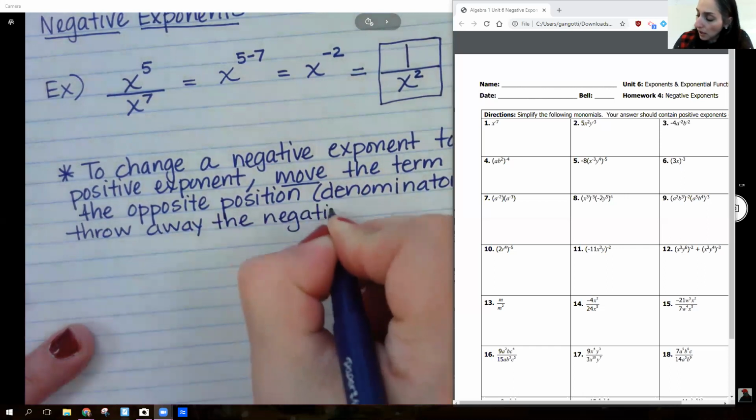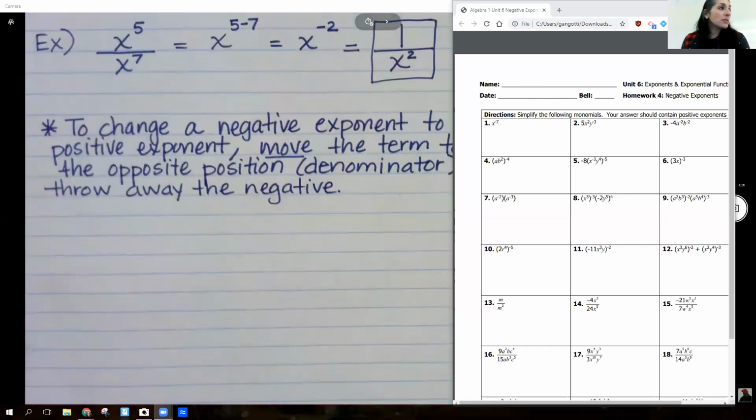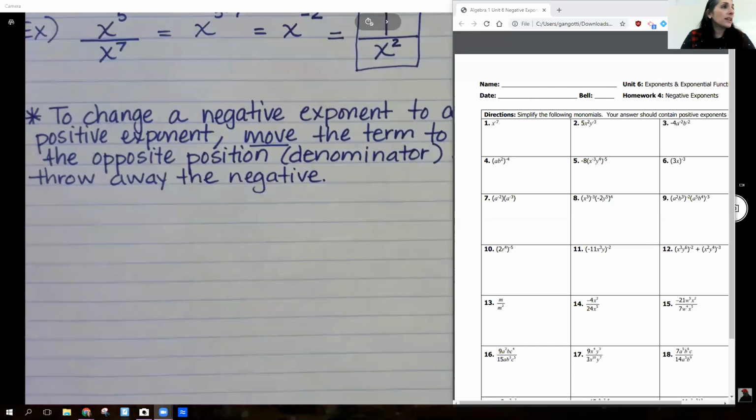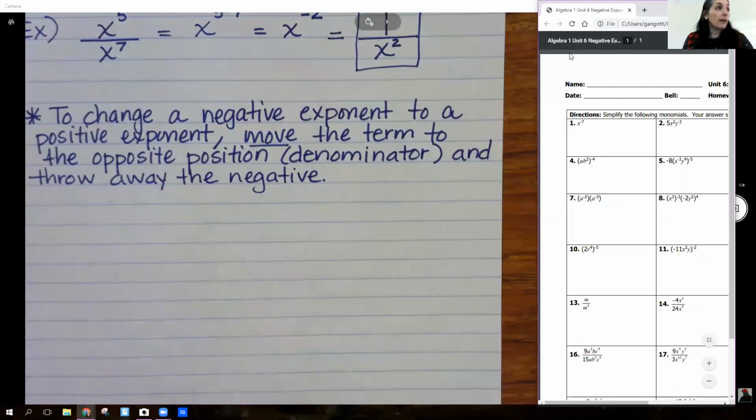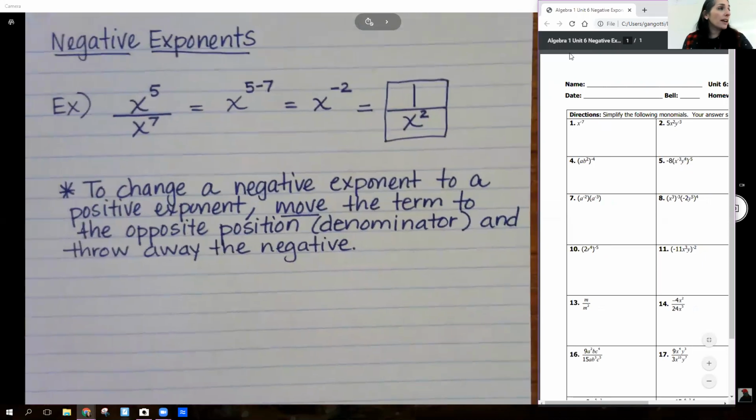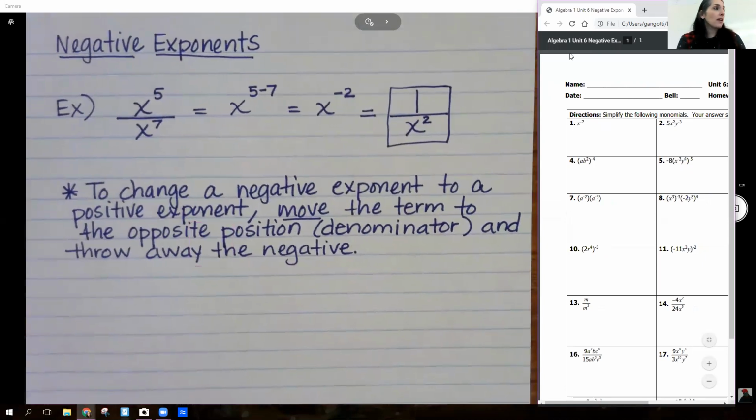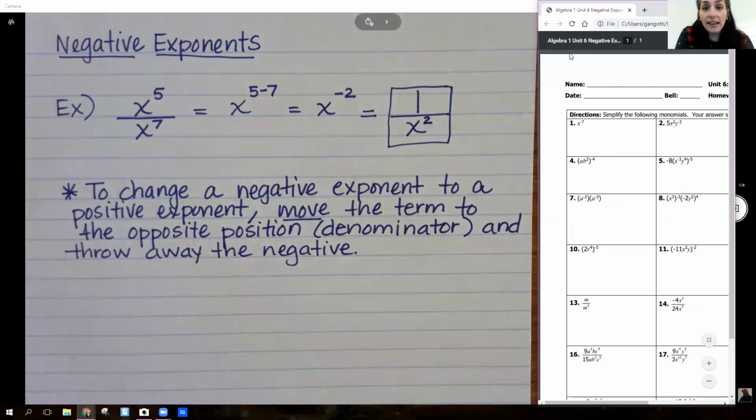Okay. I would absolutely write this down somewhere. Take a screenshot of that and save it or something, because that's an important concept for today. That is what we are learning and practicing today. So I'll give you a minute to either write it or take a screenshot of it.